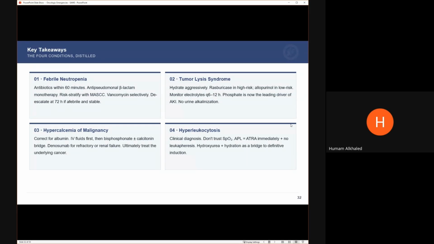The unifying message here is early recognition and fast action actually saves lives, and pharmacists who know these algorithms, who anticipate flags and start treatment before being asked, are the ones who actually make a real difference in these patients.